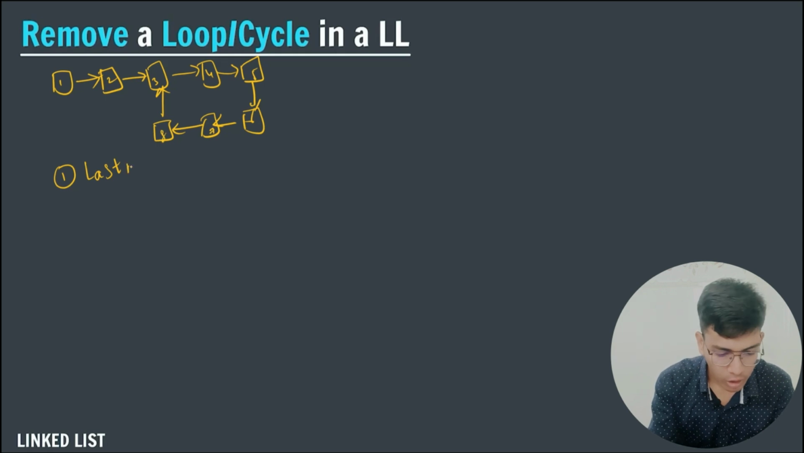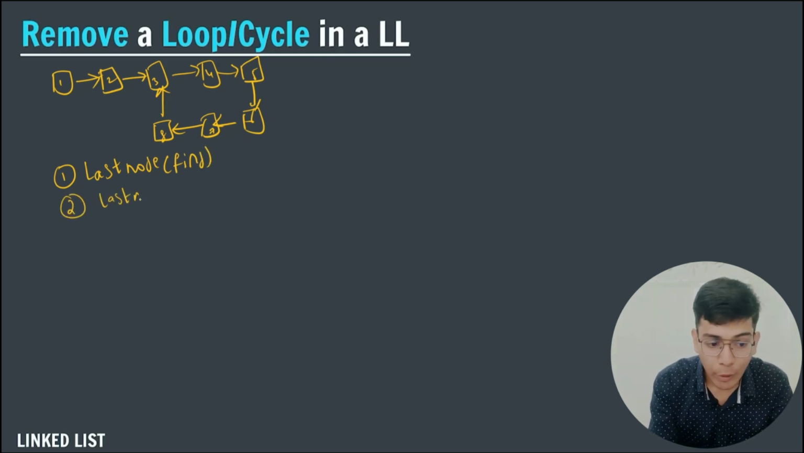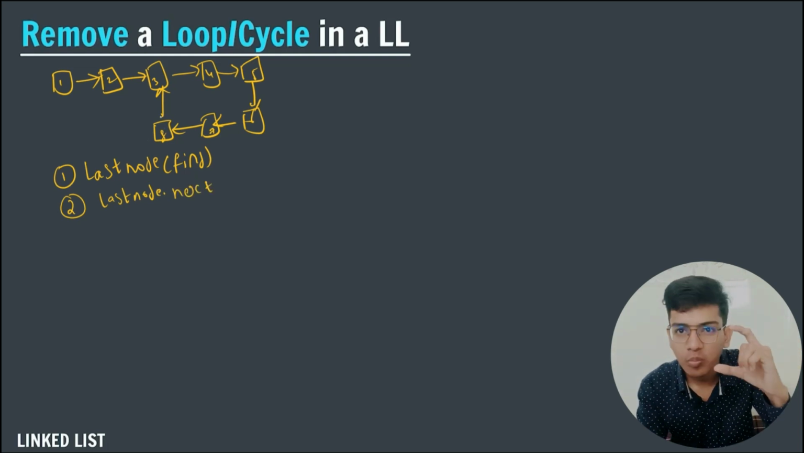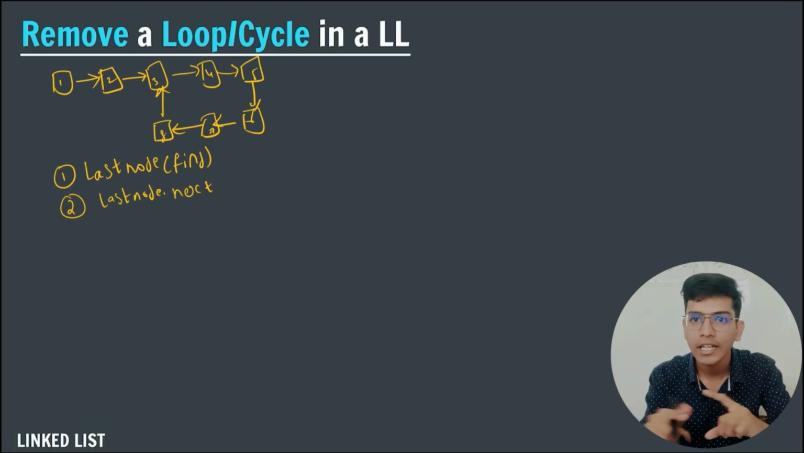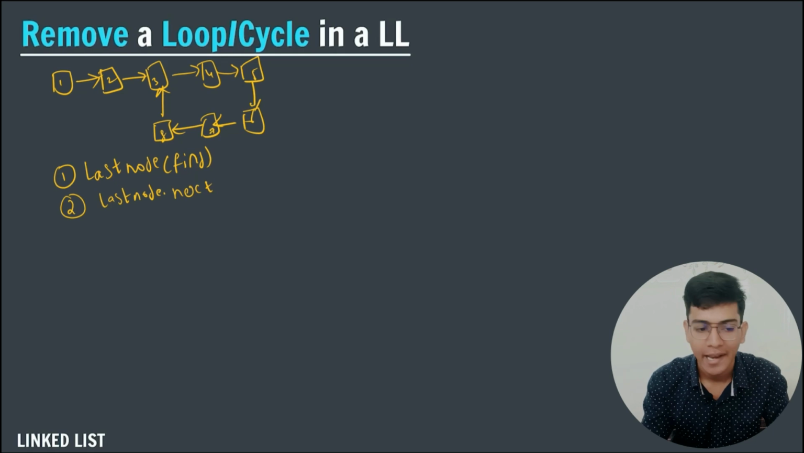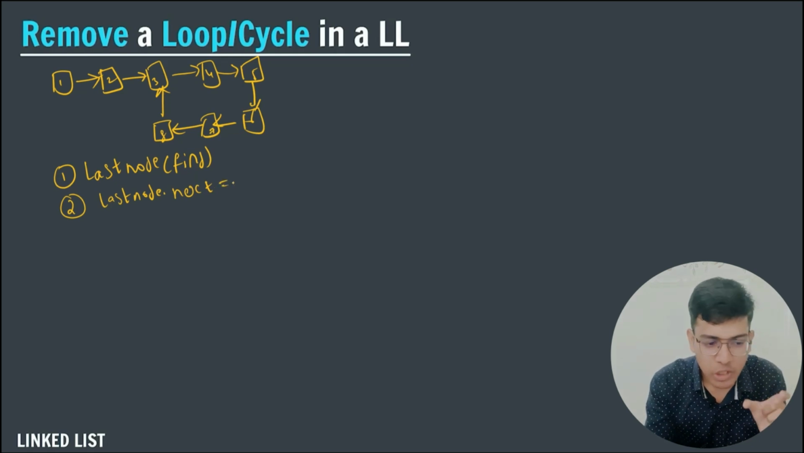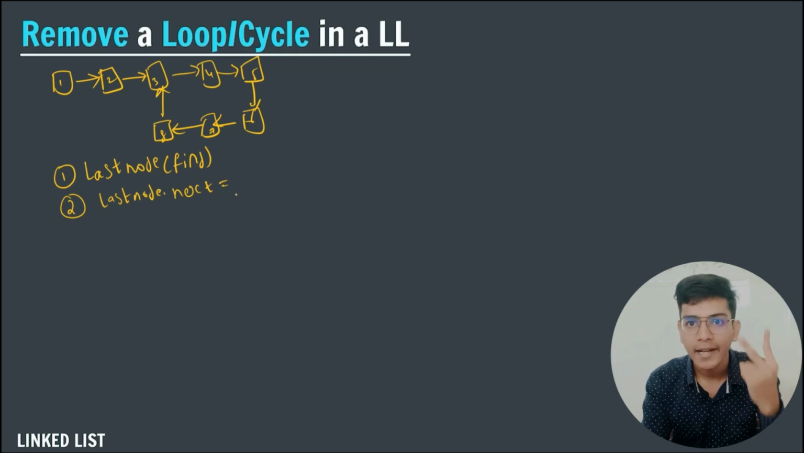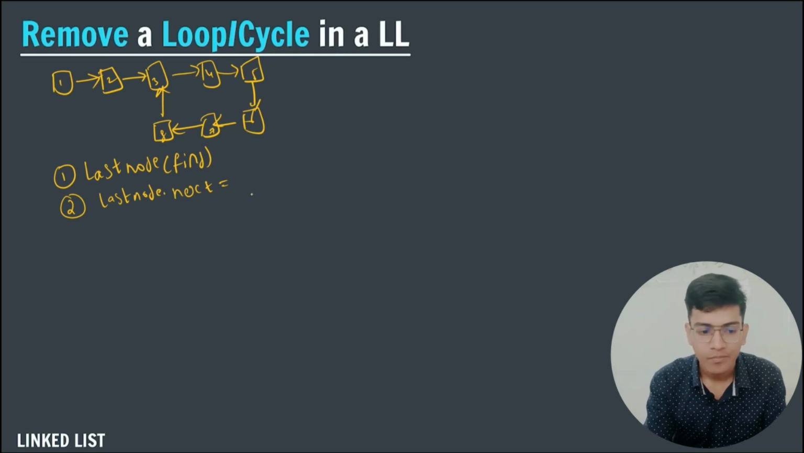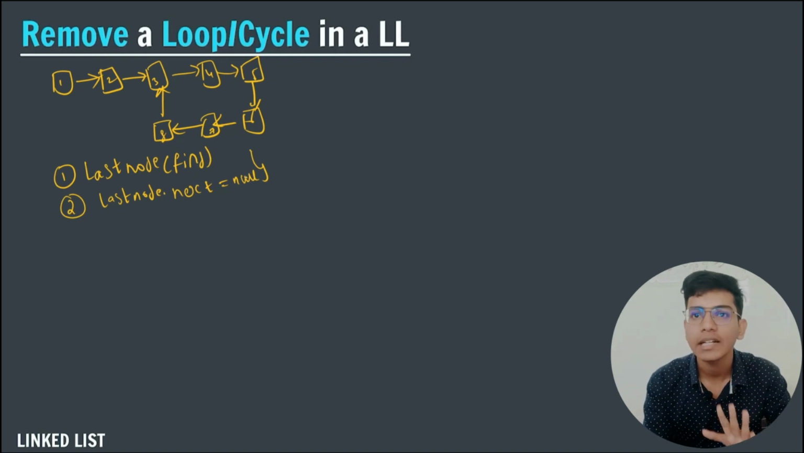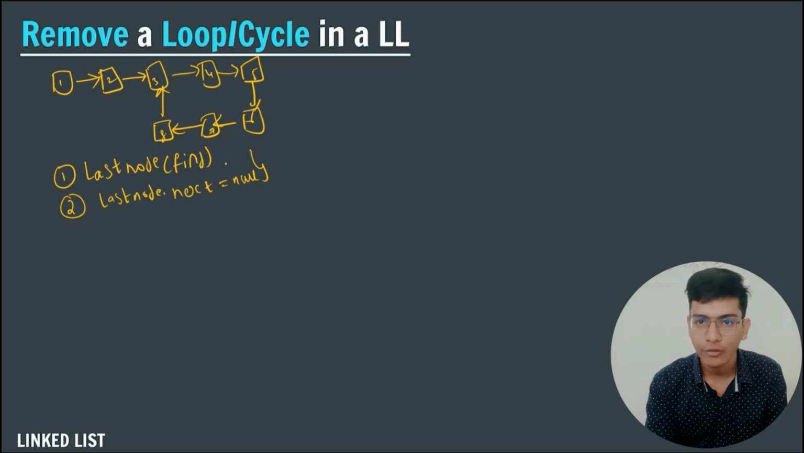If I am able to find the last node, the second step is last node.next. Last node.next is pointing to 3. Instead of pointing to 3, if I point to null, it will become a singly linked list without any cycle. So I just have to find the last node, and the second step is lastNode.next equals null. If I can perform these two steps, I can easily remove the cycle. The question is how we find the last node.